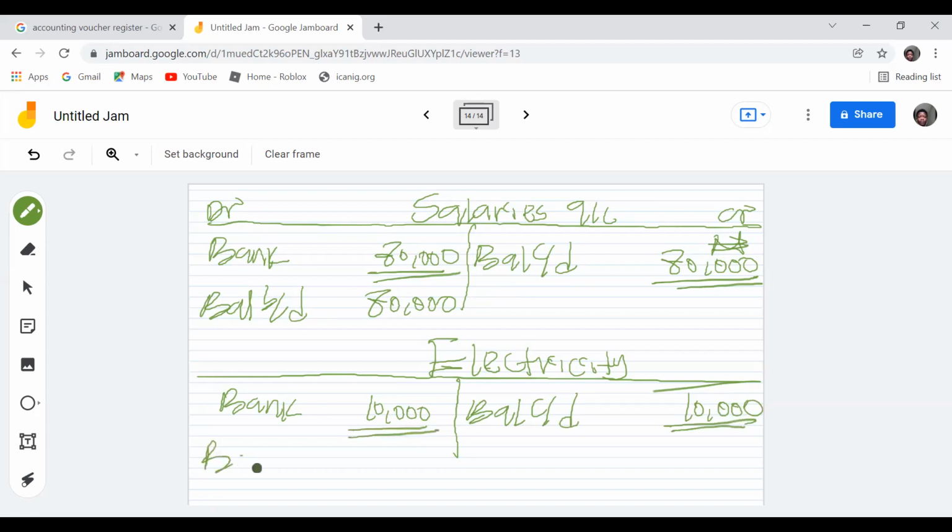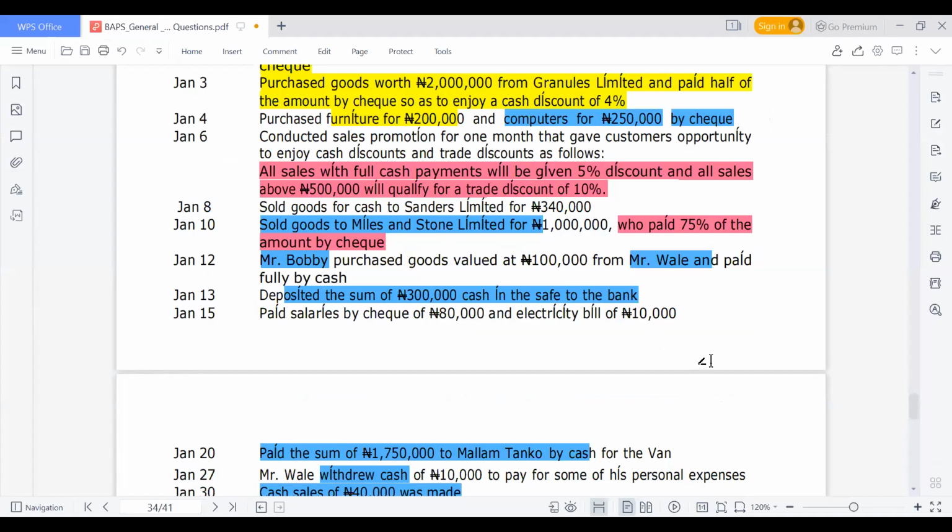Electricity is an expenses account, and all expenses accounts will have a debit balance. A debit and your credit. Then a unit of measurement, put the currency sign. So that is that about salaries and wages that you paid by check.